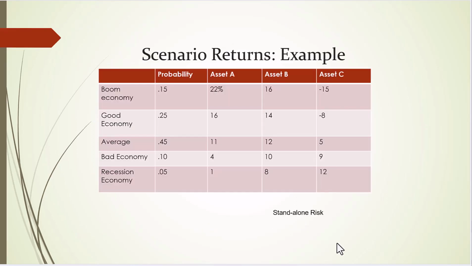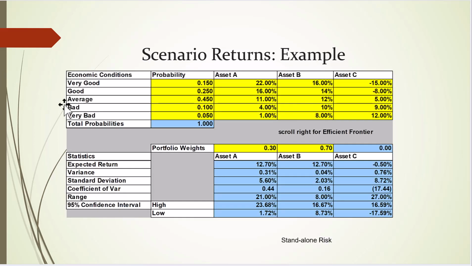So here's our example. We have five different economic events, and we have predicted the rates of return, the holding period returns, for each one of these assets, A, B, and C. Now, I have a worksheet that can help us. It's called the standalone risk worksheet. When we input the probabilities and the returns for each one of these assets, it will calculate the rates of return for us.